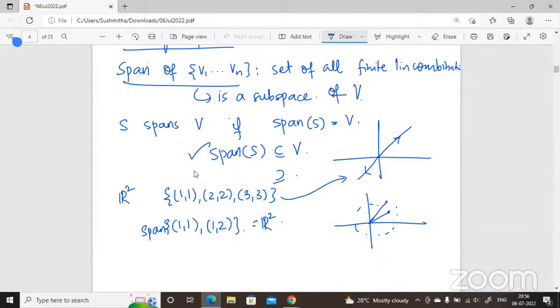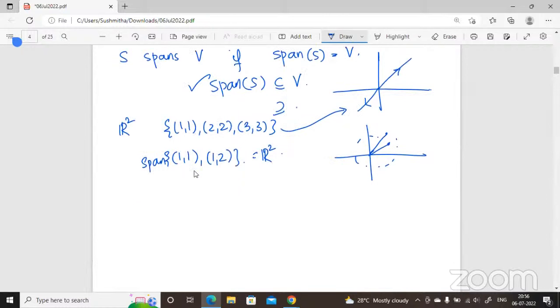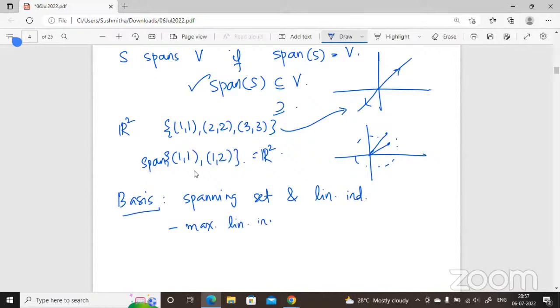Yes. So let's define what a basis is. What is a basis? It is a spanning set which is also linearly independent. Or equivalently, it will be a maximal linearly independent set or a minimal spanning set.